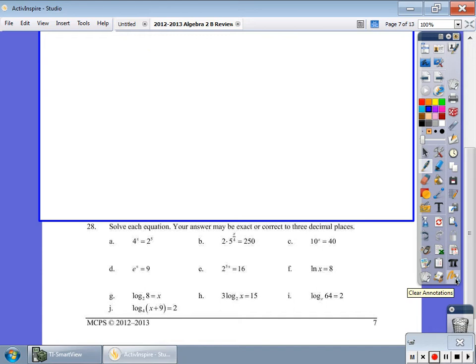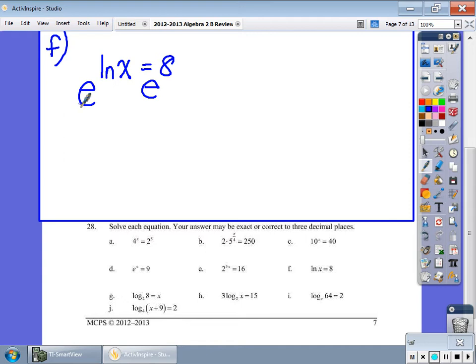For letter F, we have the natural log of x equals 8. Now, if we're given logs, we're not going to use a natural log to figure out our answer. We need to use the opposite. So we're going to rewrite this in exponential form. Typically, we like to write our e's down here, and these become the exponents now.